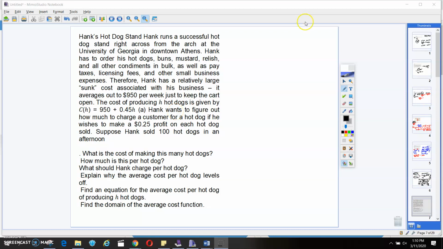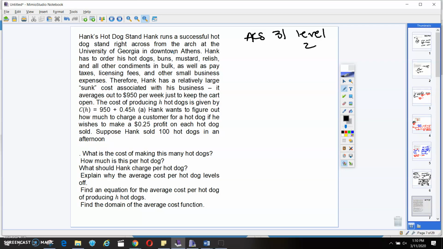So AKS 31, level 2. Okay. So on this one it says Hank's Hot Dog Stand. Hank runs a successful hot dog stand right across from the Arch at the University of Georgia in downtown Athens. Hank has ordered his hot dog buns, mustard, relish, and all other condiments in bulk.